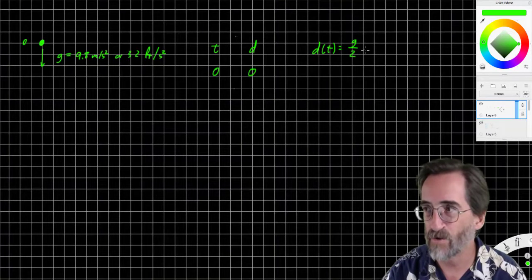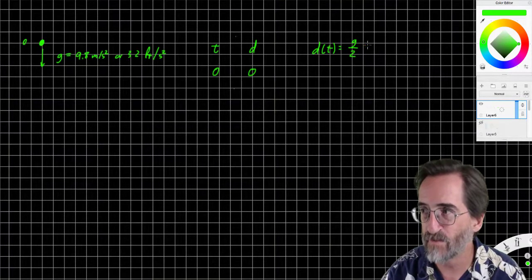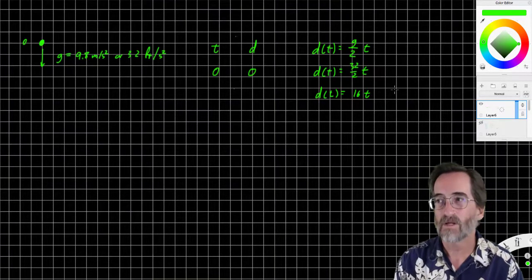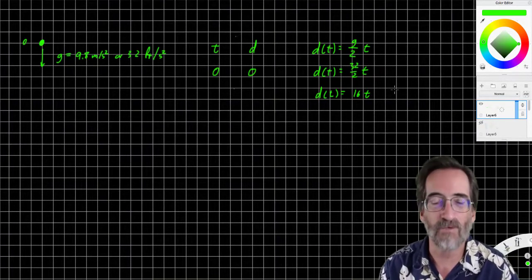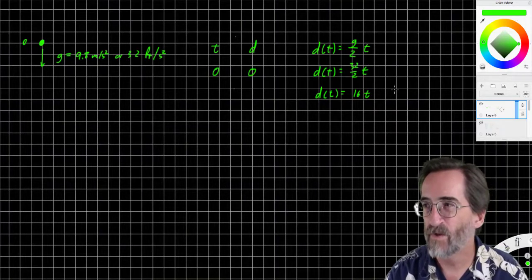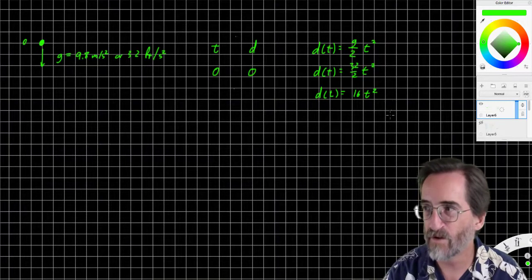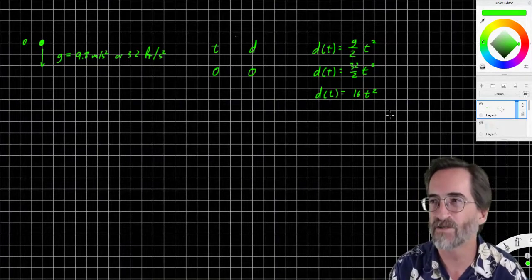Later on, we're going to learn where this formula comes from. d of t is the acceleration of gravity, 32, divided by 2, times time squared, or d of t is 16t squared. That's where that formula comes from. I'm leaving off all kinds of details.